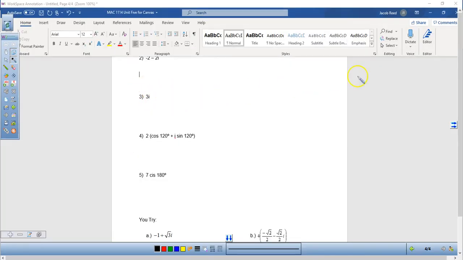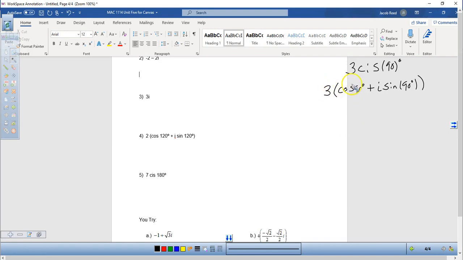So we need to get 3i. That's what we're trying to get. We said it was 3 cosine 90 degrees plus i sine 90 degrees. Well, let's work a little bit backwards. Remember that this is cosine of theta and this is i times sine of theta. So really this whole thing is 3 times cosine of 90 degrees plus i times sine of 90 degrees.